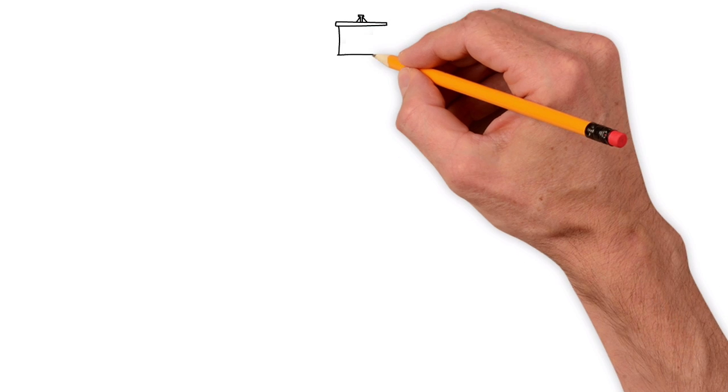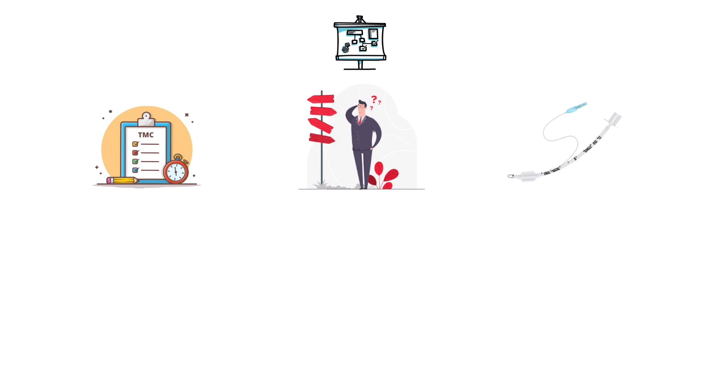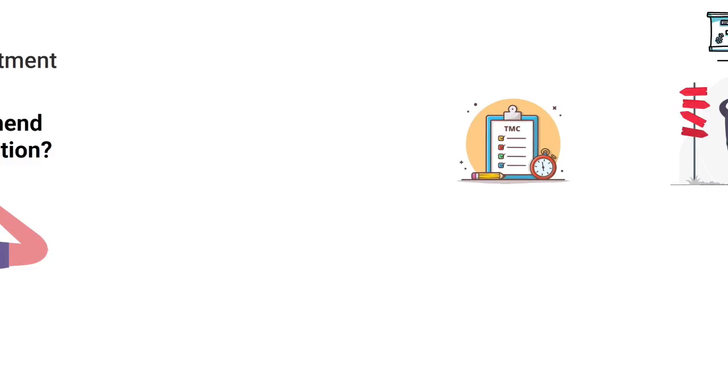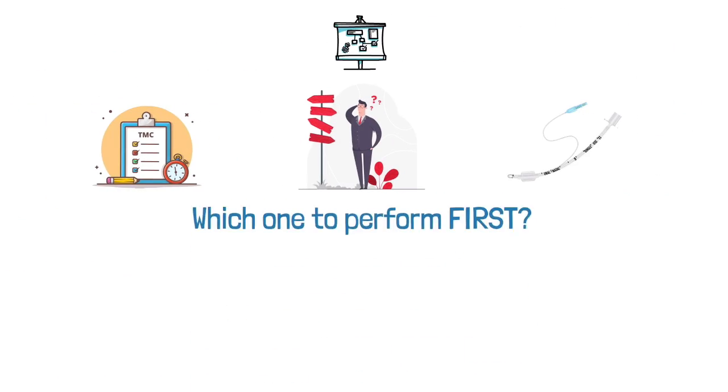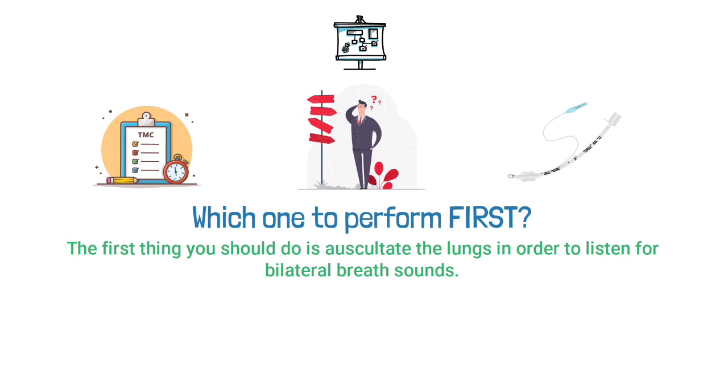Let's break it down. For the TMC exam, you must know how to confirm that the ET tube is in the proper position. This question is kind of tricky because the answer choices are all correct methods of confirming tube placement. The keyword in the question is the word initially because the question requires that you know which one to perform first. So immediately after intubation, the first thing you should do is auscultate the lungs in order to listen for bilateral breath sounds.